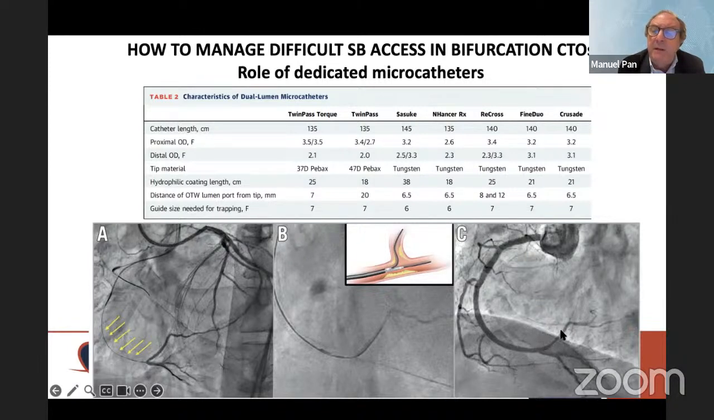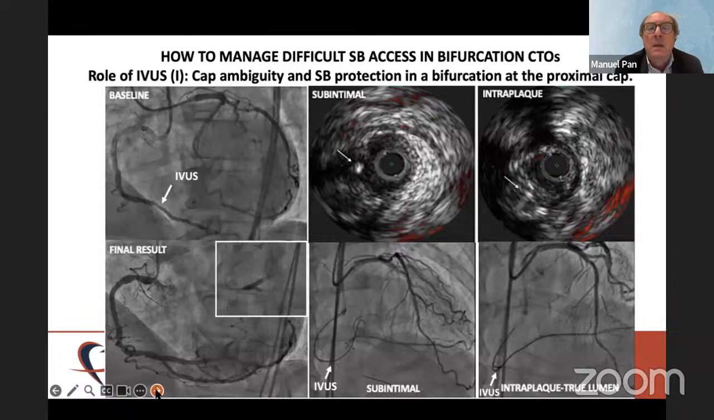And after introducing a second guide, you continue the treatment of the bifurcation lesion as a regular bifurcation, with a provisional stenting, obtaining this excellent angiographic result. The IVUS is also useful to manage the difficult side-branch access. This is the classical example of an IVUS catheter located at the side branch.